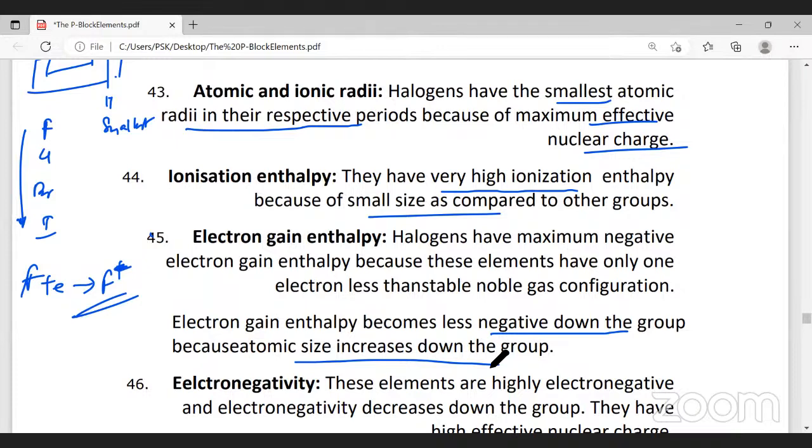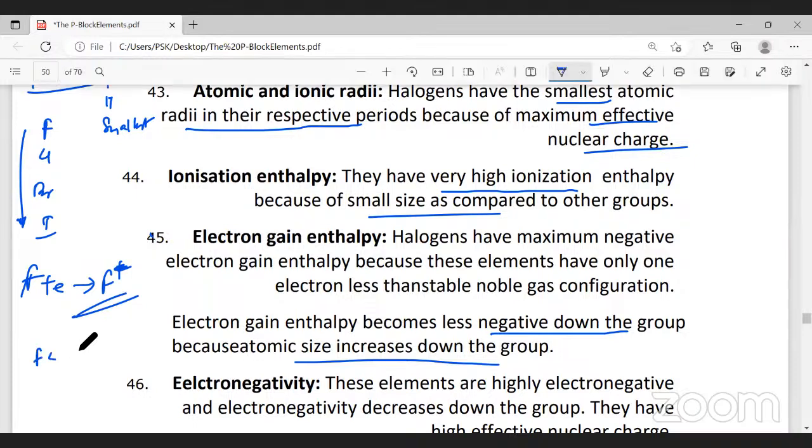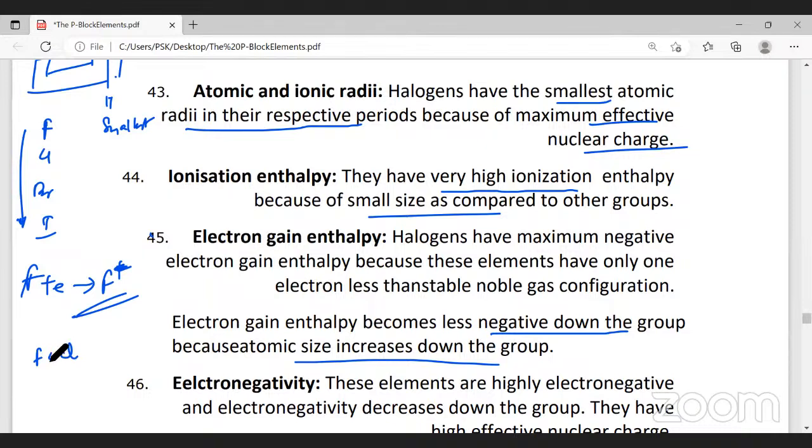Actually, it is not so. It is explained in other ways that fluorine has lesser electron gain enthalpy than chlorine, because fluorine is very small, so repulsive force takes place. Therefore, fluorine has lesser enthalpy than chlorine. And actually speaking, the electron gain enthalpy in the halogens fluctuates.